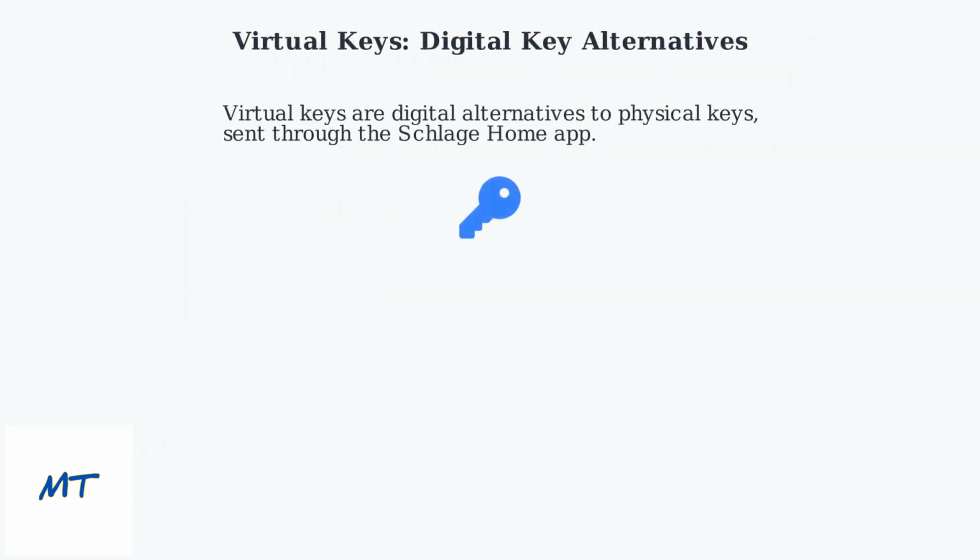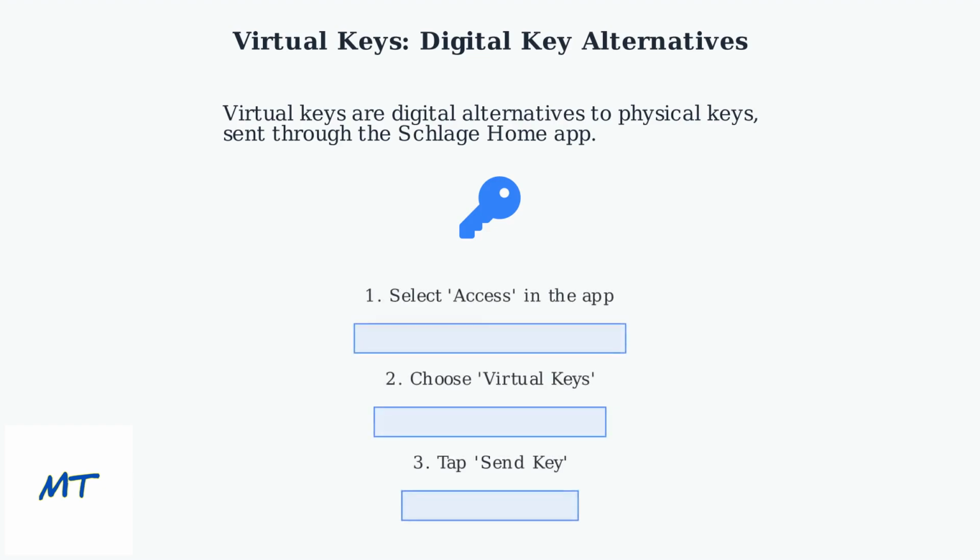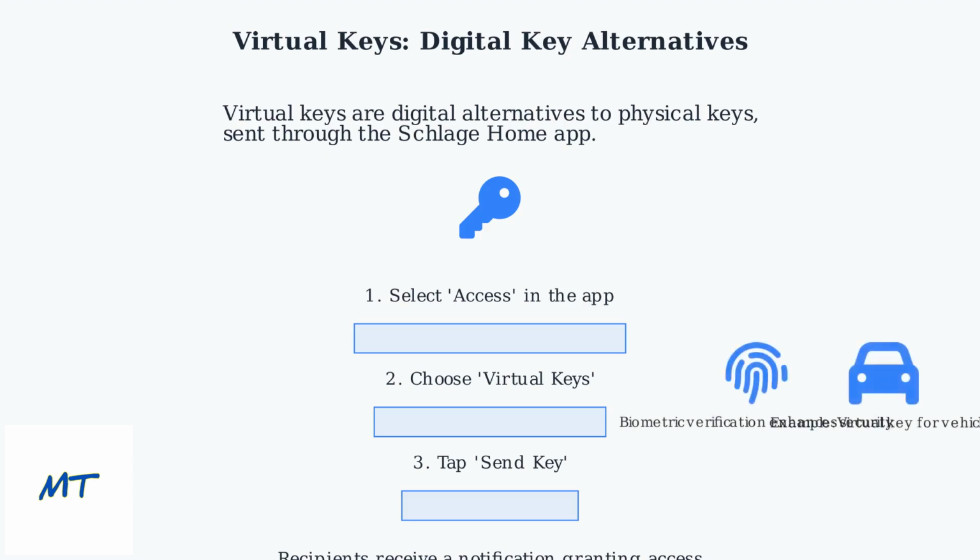Virtual keys provide a digital alternative to physical keys in the Schlage Home App. They allow secure, temporary access without sharing physical items. To send a virtual key, open the app and select Access, then Virtual Keys, and choose Send Key. The recipient gets a notification with access for a set duration, ranging from 1 hour up to a full year. Virtual keys use Bluetooth or Wi-Fi for unlocking when nearby and can be revoked remotely if needed. Like vehicle virtual keys, they integrate with devices and include biometric features for added security.